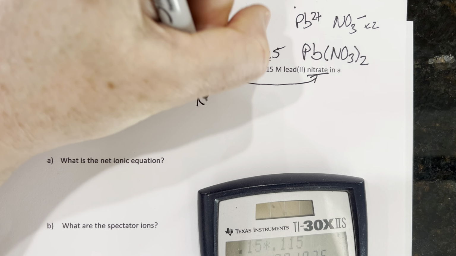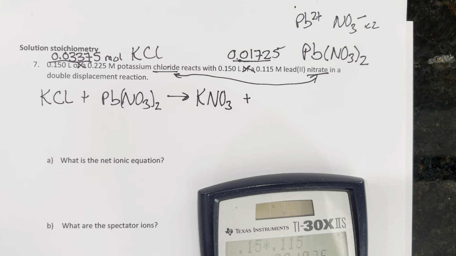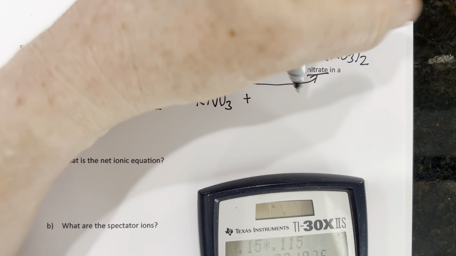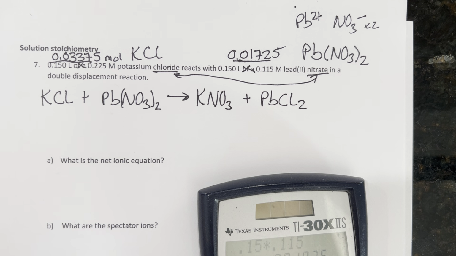Potassium nitrate would be KNO3. And lead 2 chloride would be PbCl2. So if you weren't able to do that relatively quickly, you've got to go back to naming because it's the most important thing. We've said it all semester.